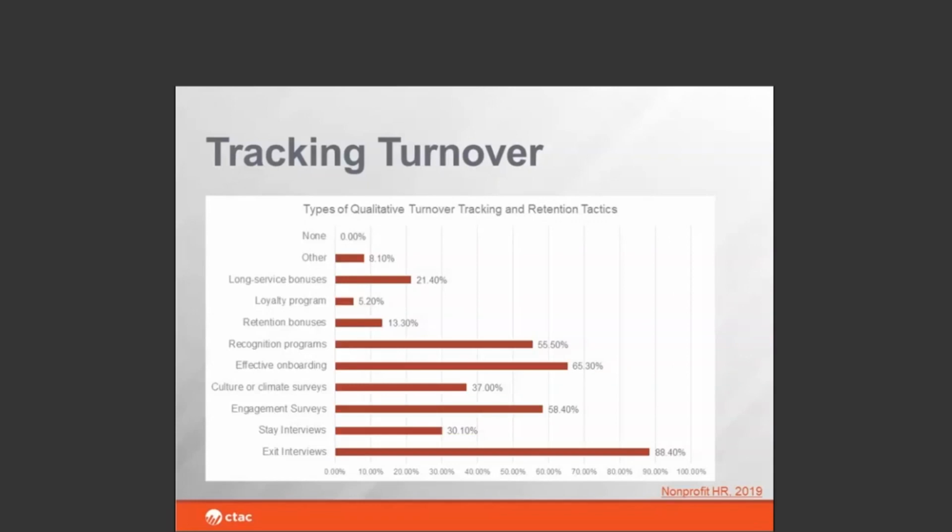Of the qualitative turnover tracking, about 88% utilize exit interviews, whereas only 30% use stay interviews. We'll talk about this a little more later, but these methods can be very useful for determining causes of turnover, particularly in understanding some of the nuance or the specifics about turnover. 58% used employee engagement surveys and 37% used culture or climate surveys.